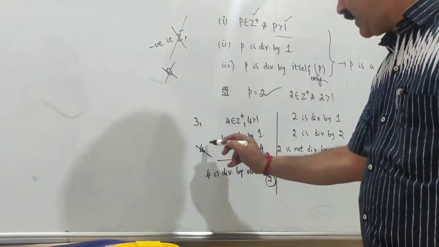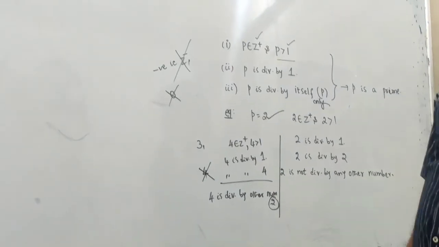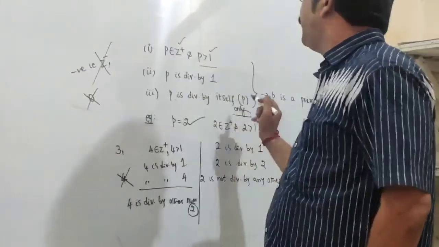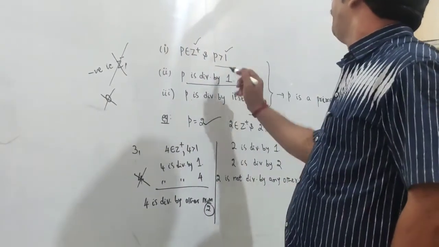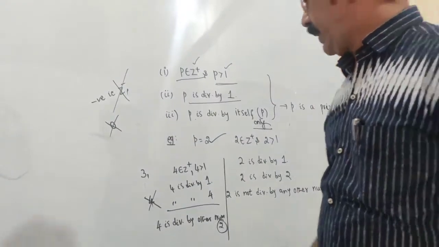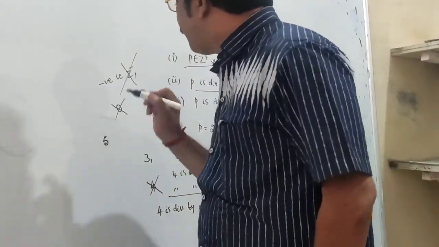Therefore 4 is not a prime number. Here, what did I say? P is divisible by itself only and P is divisible by 1. It should be greater than 1. That is, P belongs to Z plus. Okay. Next, let us consider 5.